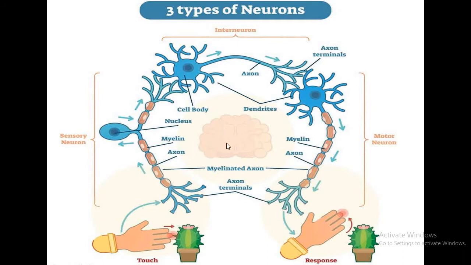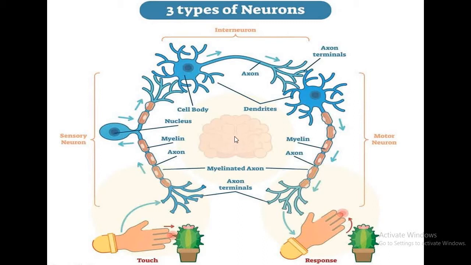So there are 12 pairs of cranial nerves. The nerves coming out from the brain are known as cranial nerves, and we know that humans are the most advanced creature, so we have 12 pairs of cranial nerves. And the nerves coming out from the spinal cord, which is enclosed in your vertebral column, are known as spinal nerves. There are 31 pairs of spinal nerves and 12 pairs of cranial nerves. Altogether these 12 cranial nerves and the 31 spinal nerves form the peripheral nervous system.